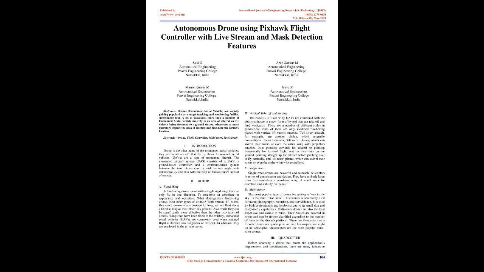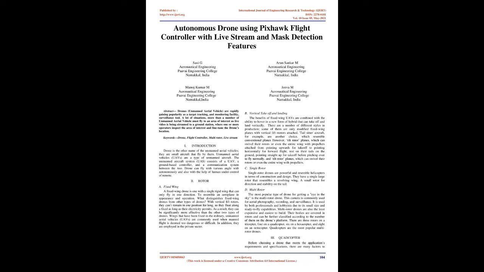Introduction. Drone is the other name for unmanned aerial vehicles. They are small aircraft that fly by themselves. Unmanned aerial vehicles, UAVs, are a type of unmanned aircraft. The Unmanned Aircraft System, UAS, consists of a UAV, a ground-based controller, and a communication system between the two. A drone can fly at various angles autonomously, and also with the help of a human under remote control.